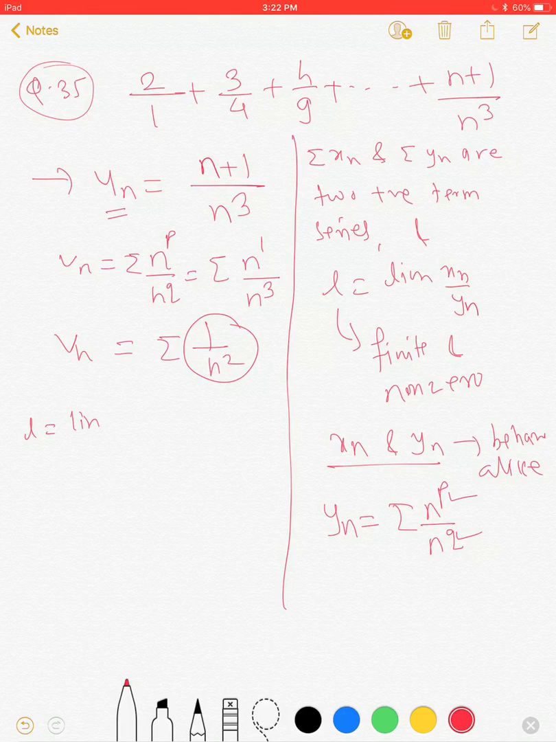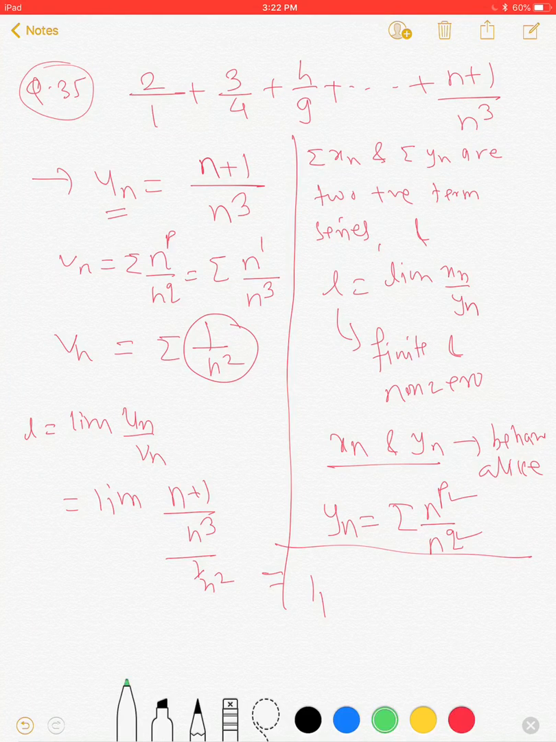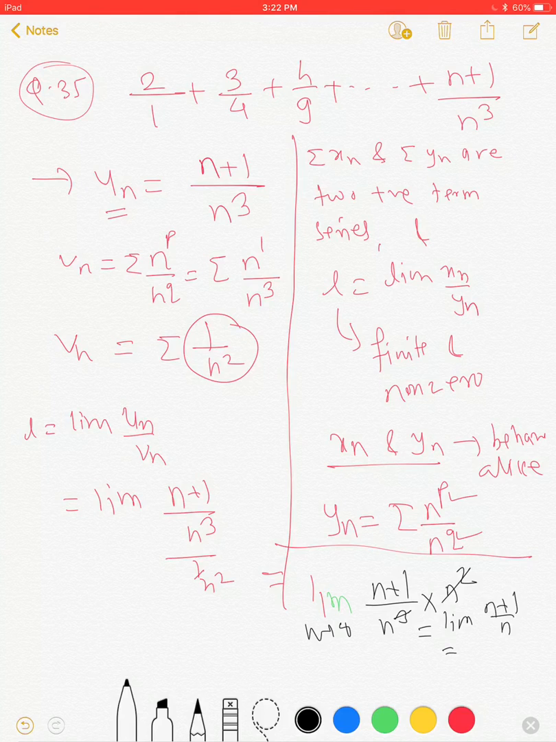If we take L equal to the limit of un upon vn, this is equal to the limit of (n plus 1 upon n cube) upon (1 by n square). So this can be written as the limit of n plus 1 upon n cube into n square. The n square cancels, so the only remaining part is the limit of n plus 1 by n. So this is the limit of 1 plus 1 by n, so this limit is 1. Here the limit is finite and non-zero.